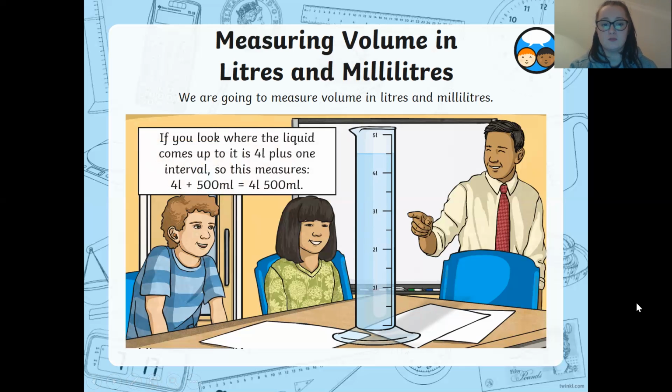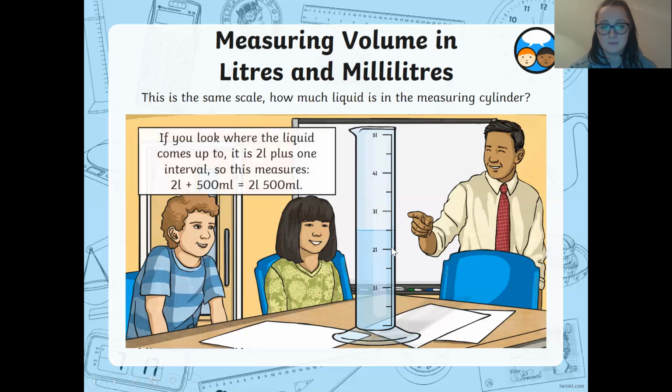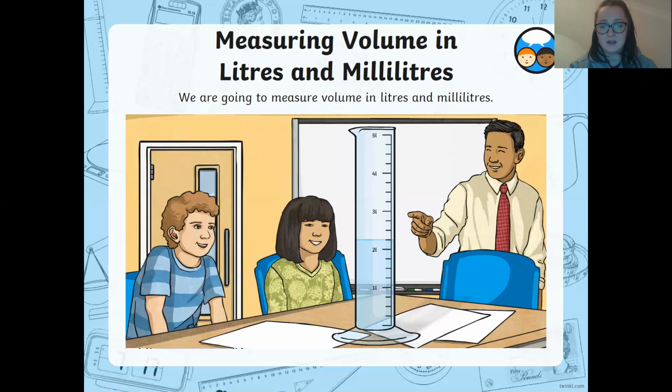If you look where the liquid comes up to, it's 4 litres plus 1 interval. We know each one is 500, so 4 litres and 500 millilitres. For this next one, I'm not going to get the text up so you can't see it. We've got 2 litres, add 500. So what would it be, Year 3? It will be 2 litres 500 millilitres, or 2,500 millilitres. Let's see if we're right. Fantastic.